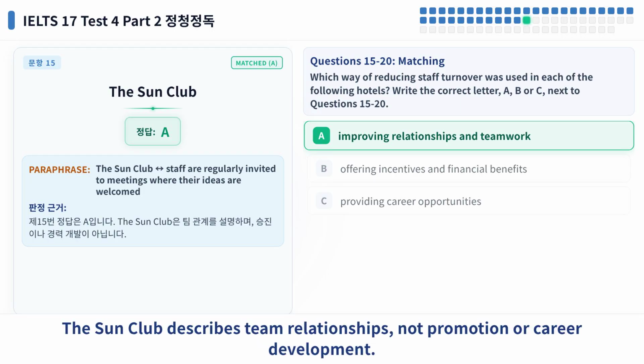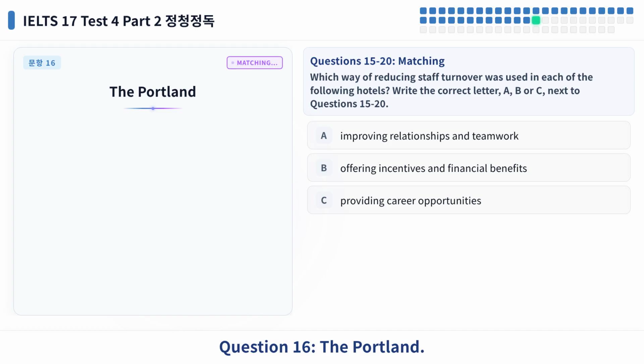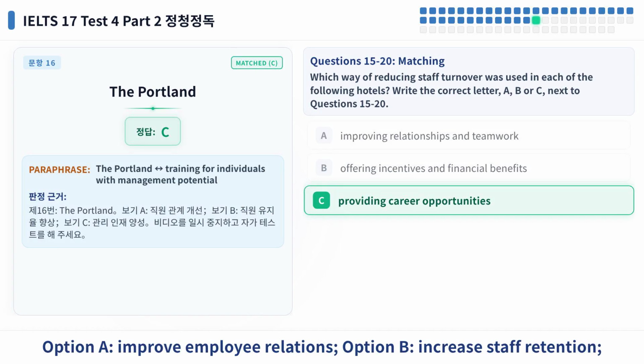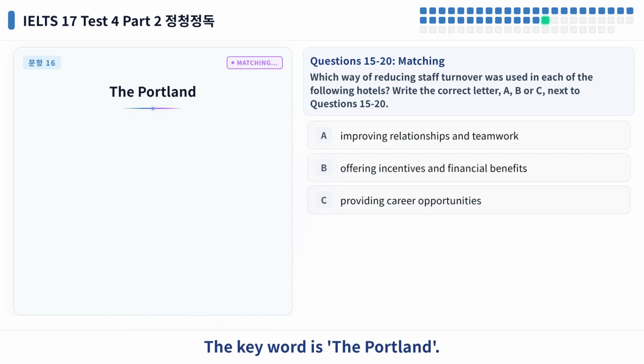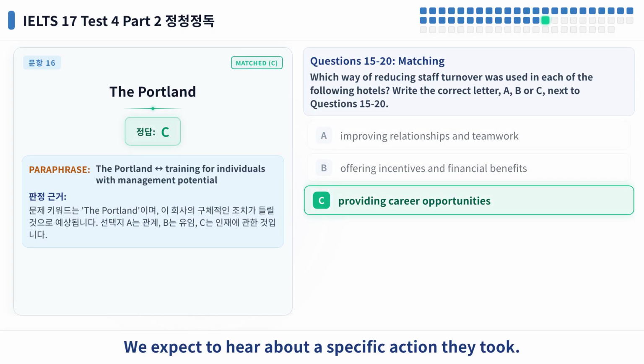Question 16. The Portland. Options: A, improve employee relations. Option B, increase staff retention. Option C, develop management talent. Pause the video to try it yourself. The key word is the Portland. We expect to hear about a specific action they took. Option A is about relations, B is about retention, and C is about talent.